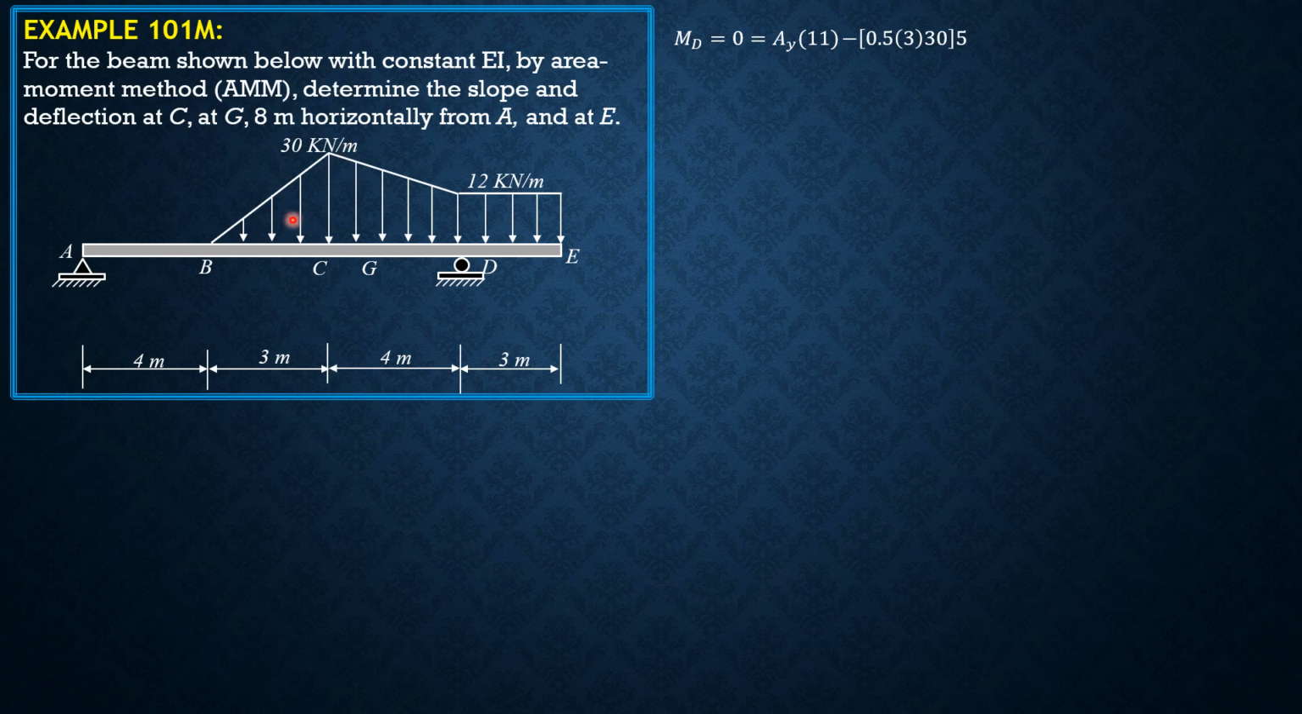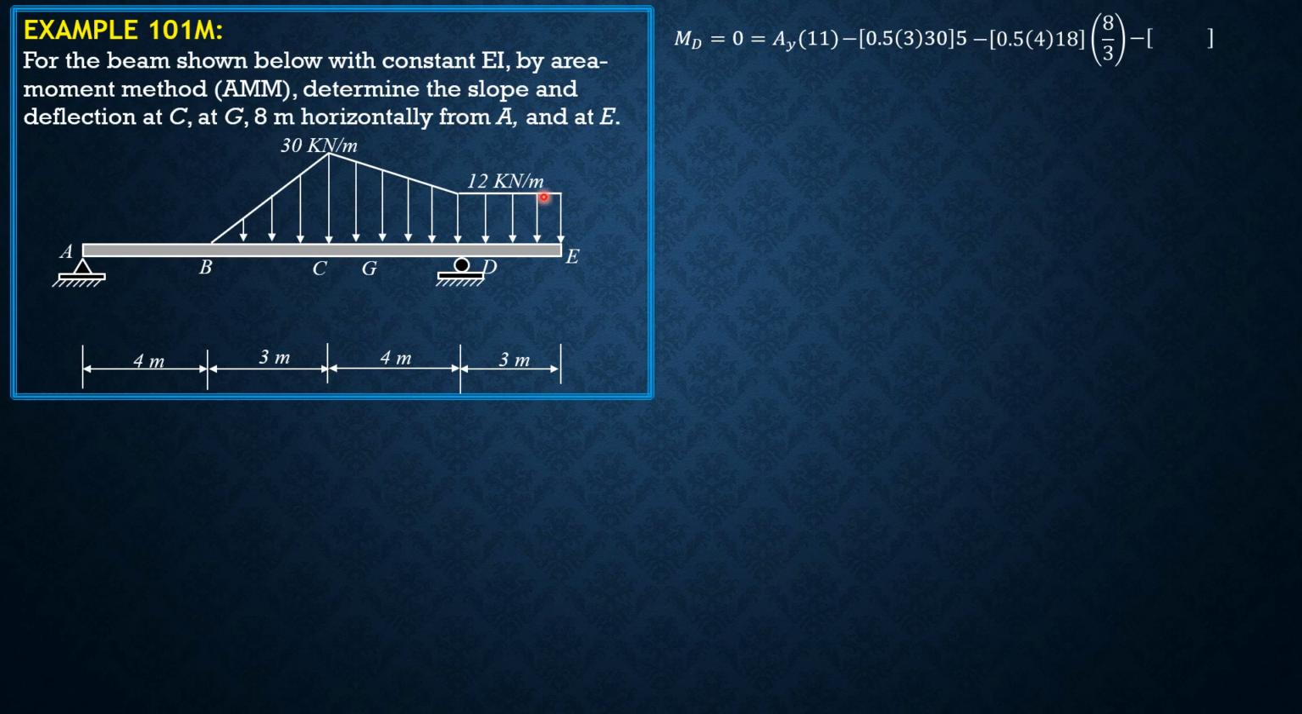Then this is 1. 1 plus 4 is 5. That's the moment arm for this triangle here. And minus 0.5 of 4 times 18, where 18 is 30 minus 12. We divide this loading into a triangle and this loading here into a rectangular loading. So 0.5 of 4 times 18, the moment arm is 2/3 of 4. That's why you have 8/3.